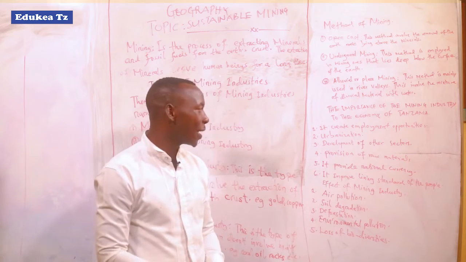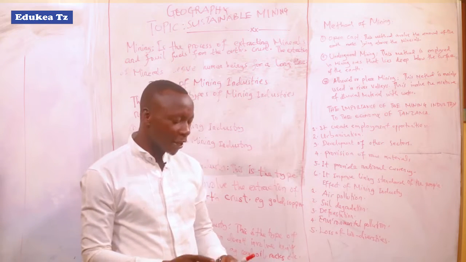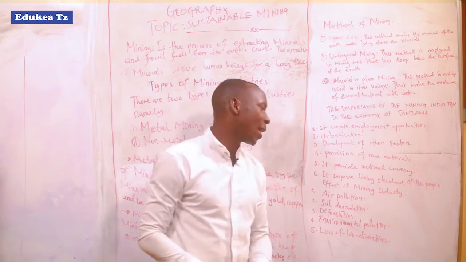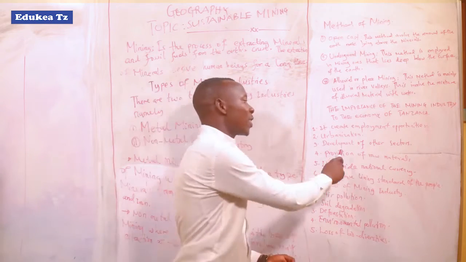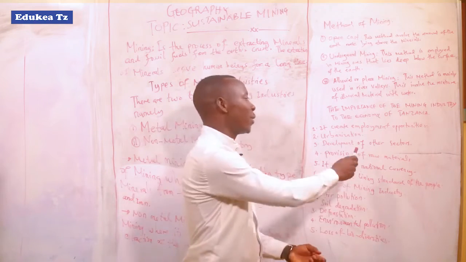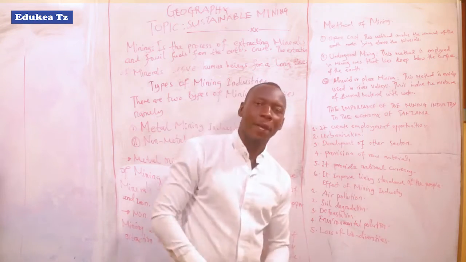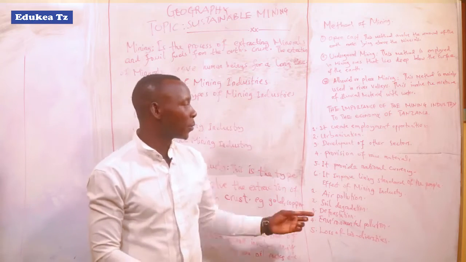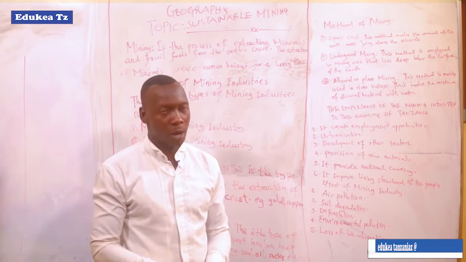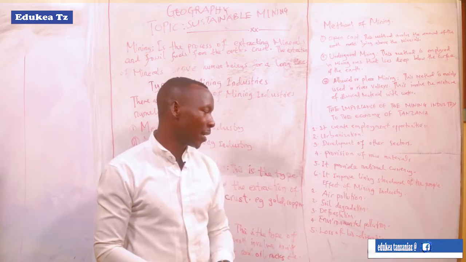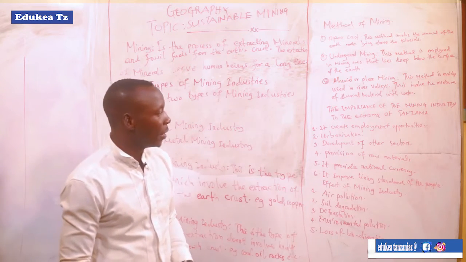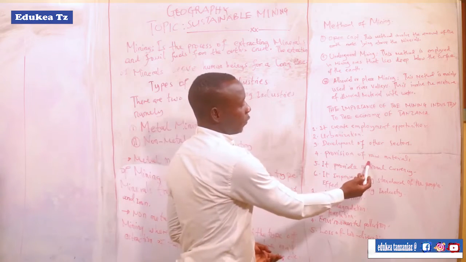Through gaining the national income, the income will be distributed to other sectors so as to develop them, like the transport and communication sector, agriculture, education, and healthcare, whereby social services will be provided by the money earned from mining activities. There is provision of raw material.